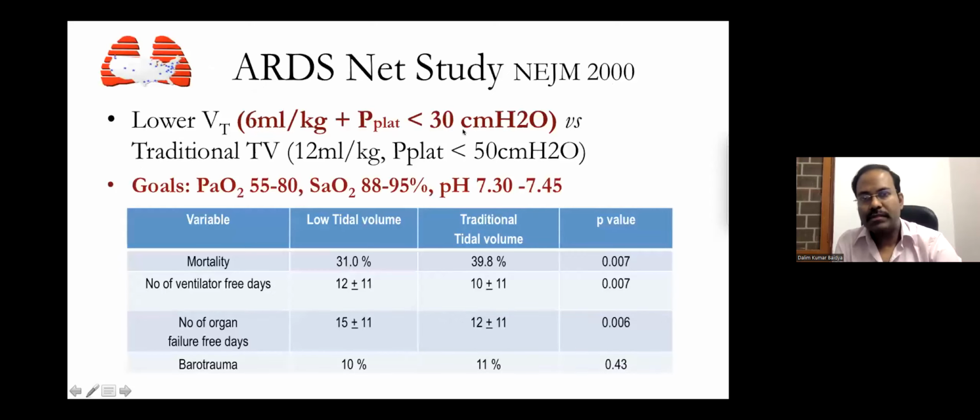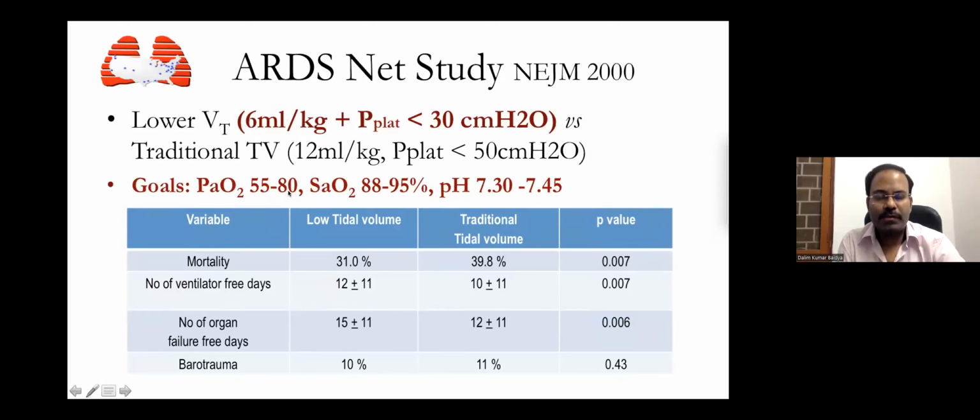So this is the first study actually, which was done by the ARDS network, and it was published in NEJM in 2000. This is the first study which gave the concept of low tidal volume ventilation. So in this study, if you see, the conventional group had 12 ml per kg of tidal volume. This is all ARDS patients in ICU, and the intervention group had 6 ml per kg of tidal volume, right? And the plateau pressure was targeted less than 30.